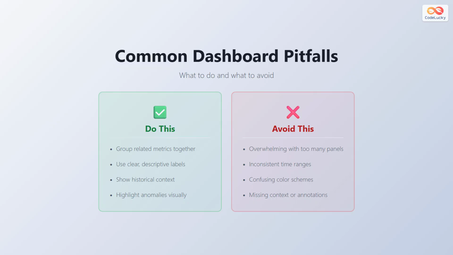On the flip side, don't overwhelm your dashboard with too many panels. More isn't better. Don't use inconsistent time ranges because that makes it hard to correlate events. Don't use confusing color schemes that make it hard to spot problems. And critically, don't skip annotations. When you've had an incident or made a deployment, mark it on your graphs. This helps you spot patterns and understand what caused changes in your metrics.